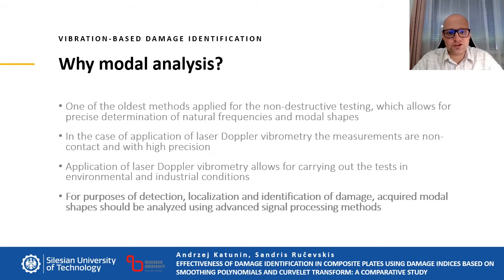vibrations of a tested structure, and with appropriately selected processing methods we can get specific information about not only the presence of damage, I mean not only the detection, but also the localization, so telling where the damage is located, and identification, so what is the type of damage. So we need appropriate processing of our mode shapes to get this information.